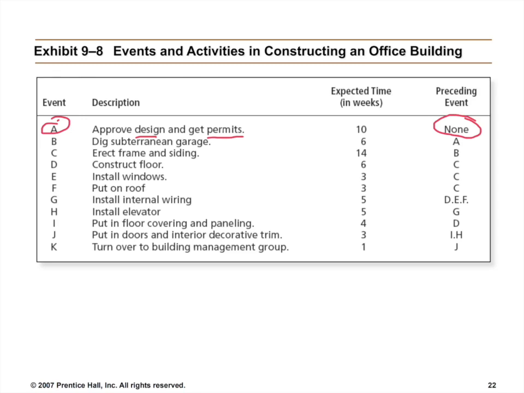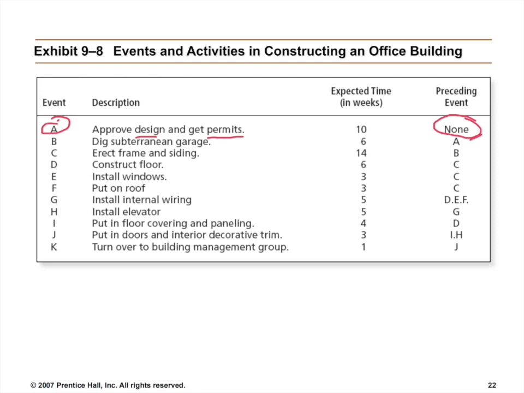When we have approved design and permit, then we subtrend garage, erect frame, construct floor, install windows, put on roof, install internal wiring, install elevator, put in floor covering and paneling, put in doors and interior decorative trim, and then turn over to building management group. And that is the activity review.